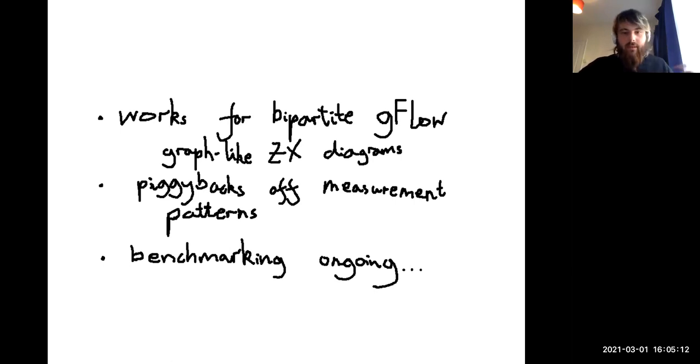The idea for all of this piggybacks purely off of the work that people have done in MBQC in the last few years. And at the moment, what we're doing is comparing the results for how small the braiding diagrams are to alternative methods of doing this.